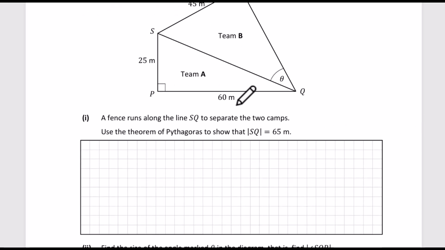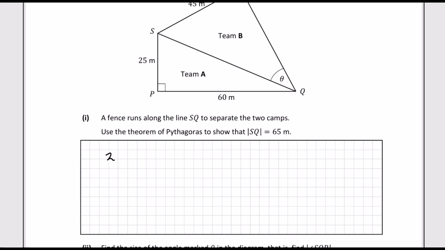Okay, so I'm going to use this triangle down here. We've got one side here, 25 meters. We've got another side here, 60 meters. We don't have the hypotenuse, so I'm just going to do Pythagoras' theorem. Pythagoras' theorem states that the square on the hypotenuse is equal to the sum of the squares on the other two sides. So the other two sides I'll do first. 25 squared plus 60 squared should be equal to the distance from S to Q squared.